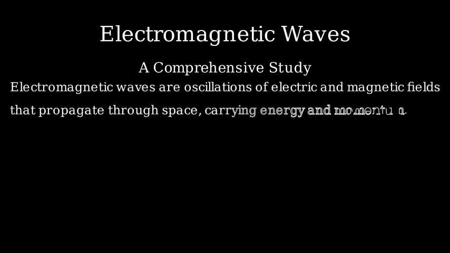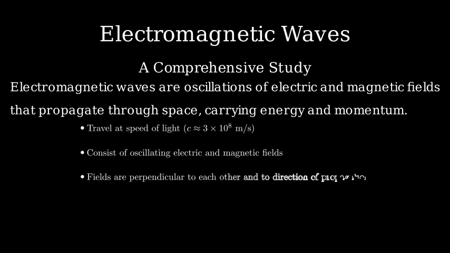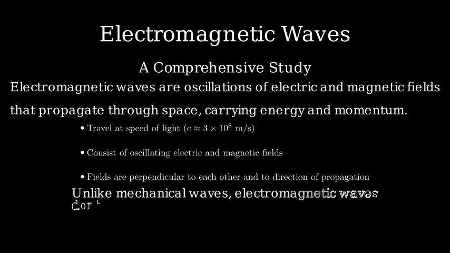Electromagnetic waves are oscillations of electric and magnetic fields that propagate through space, carrying energy and momentum. These waves travel at the speed of light in vacuum, which is approximately 300 million meters per second. Unlike mechanical waves, electromagnetic waves don't require a medium to travel through, they can propagate through the vacuum of space.